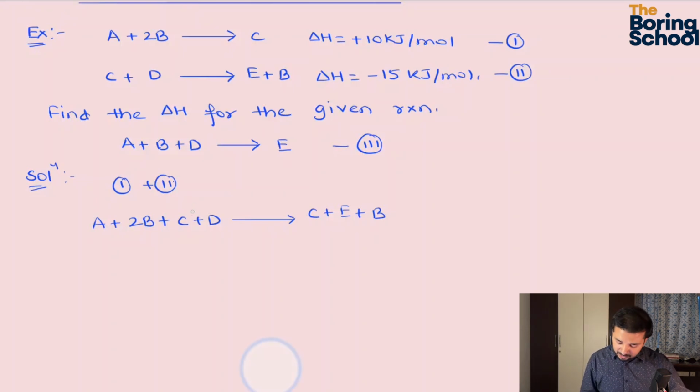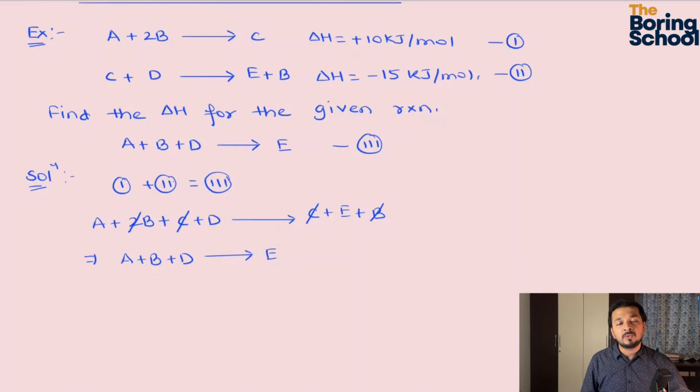Now cancel the common terms. This C and this C are cancelled out. This B and this B are cancelled out. So we will be left with A plus B plus D giving us E. Right? And this is our third equation. So I can write 1 plus 2 is equal to 3.